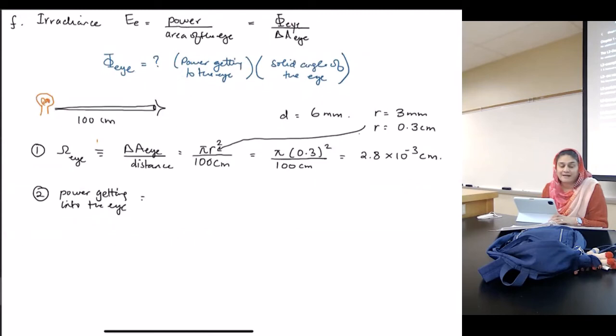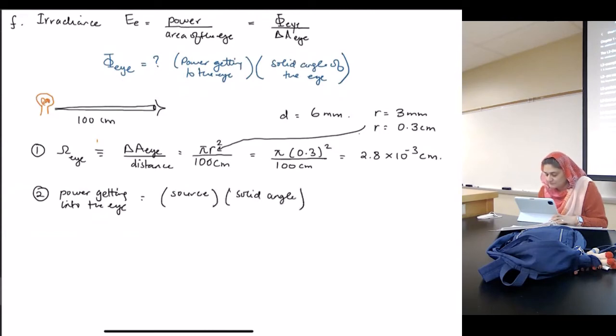How do I calculate that? So I calculate it by figuring out the source and the solid angle. So the source is radiating at, from part B, we calculated the source radiation. 0.134, right? Watts per steradian times the solid angle that we just measured.